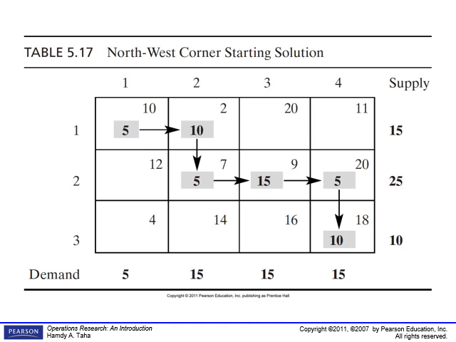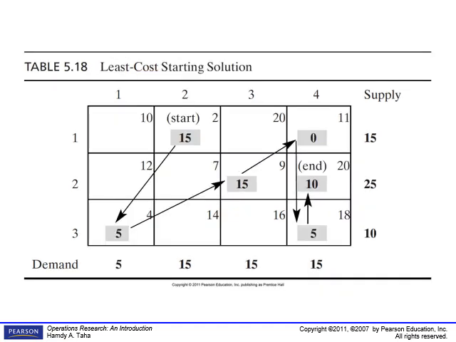Here is a summarization of the three methods in the following tables. This is the first method, the northwest corner starting solution, and the number of basic cells is equal to 6, which have values inside them. And the second is the least cost starting solution. We began with this cell because the least cost here is equal to 2, and then we move to the next least cost cell, then 9 and 11, 18, ending with this cell. And this is by using the least cost starting solution.